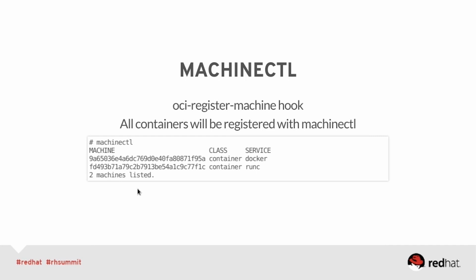All right, so we added OCI register machine that will register all Docker containers with it, or runC containers, and it's smart enough to know the difference between a Docker container and a runC container. So right now, in the latest Fedoras, if you run containers and run machinectl with the OCI register machine hook installed, you will get the list of containers. Machinectl can also do things like starting and stopping containers. Basically, it allows systemd to get into the management of services running on the system, as well as Docker.